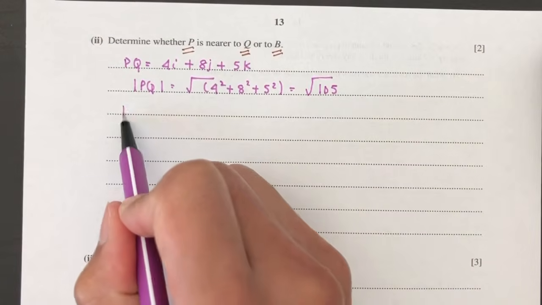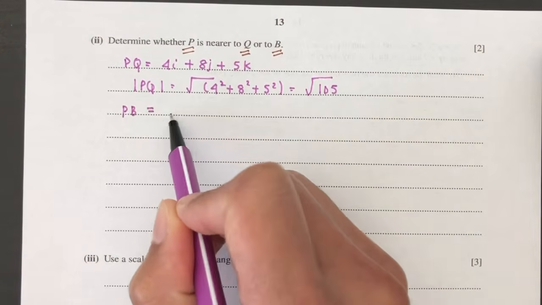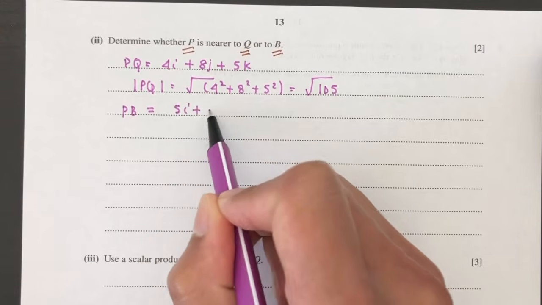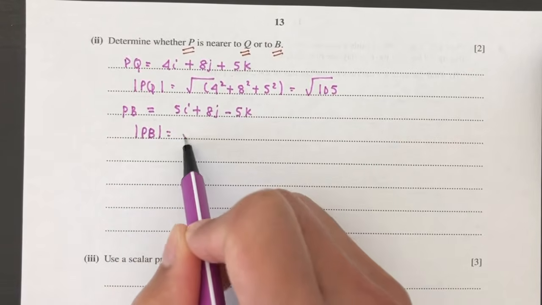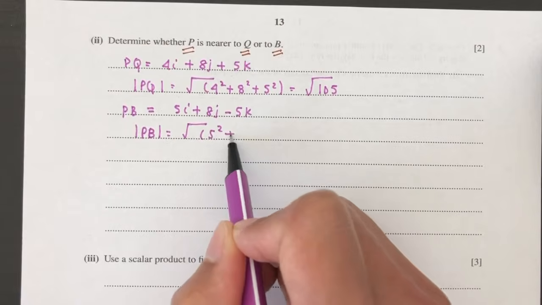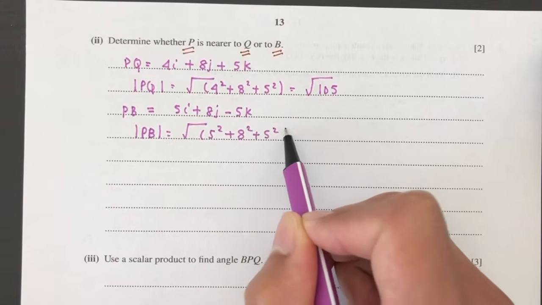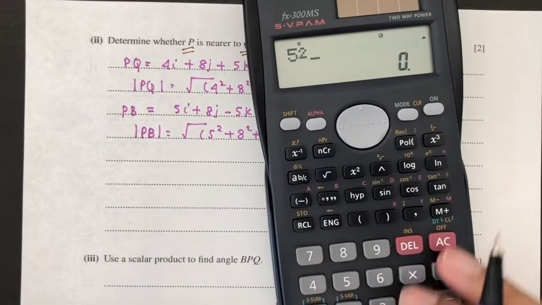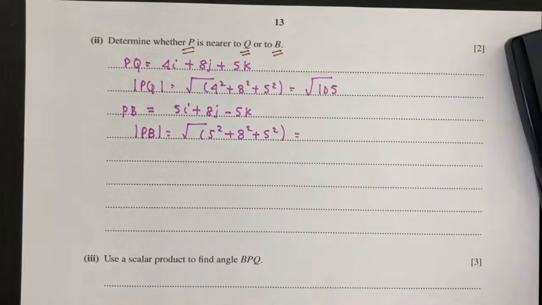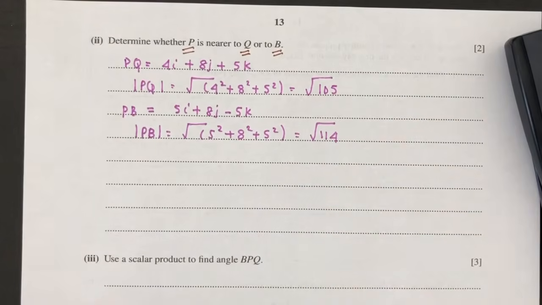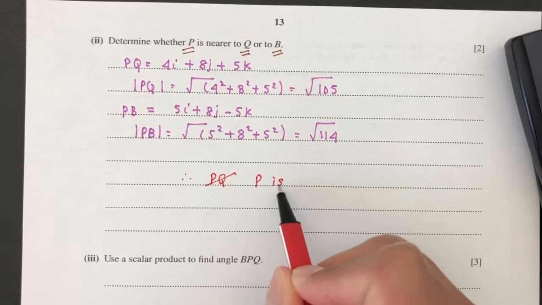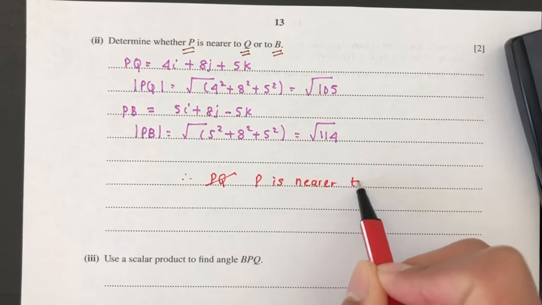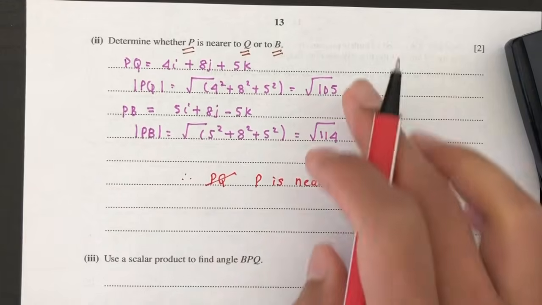Now we know that PB is equal to 5i plus 8j minus 5k. So the magnitude of PB is given by the root of 5 squared plus 8 squared plus 5 squared, that will be 114, root of 114. So as you can see, the length of PQ is smaller. So P is nearer to Q. This will be the conclusion from this calculation.